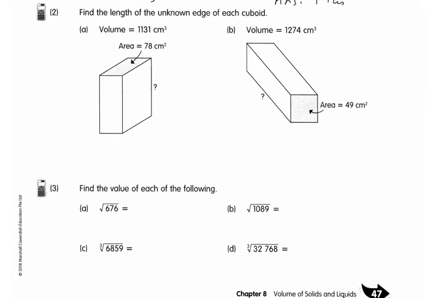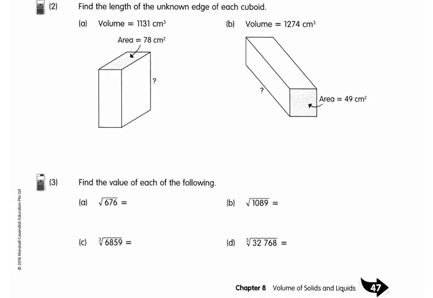2a. Okay, you are supposed to find the length of the unknown edge given the base area. You're given the base area, you're supposed to find the length. Okay, Sky.